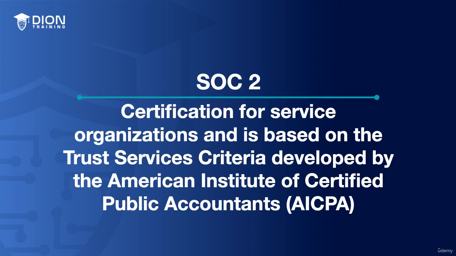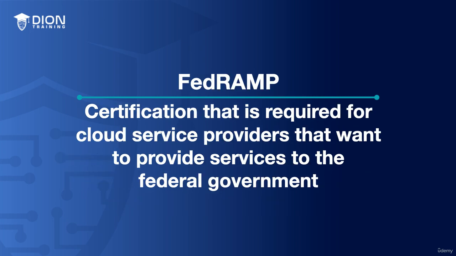Now, SOC 2 is a certification for service organizations that's based on trust services criteria developed by the American Institute of Certified Public Accountants, or AICPA. It assesses a cloud service provider's controls related to security, availability, processing integrity, confidentiality, and privacy. FedRAMP, on the other hand, is a certification required for cloud service providers that want to provide services for the federal government. FedRAMP assesses the security controls used to protect the federal information that has been stored in the cloud.